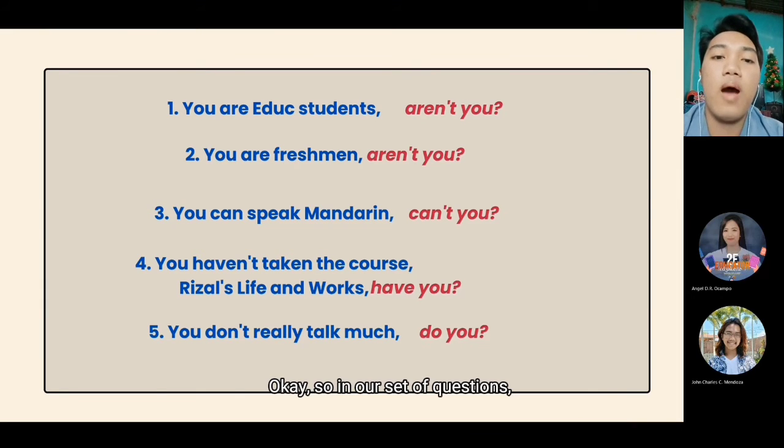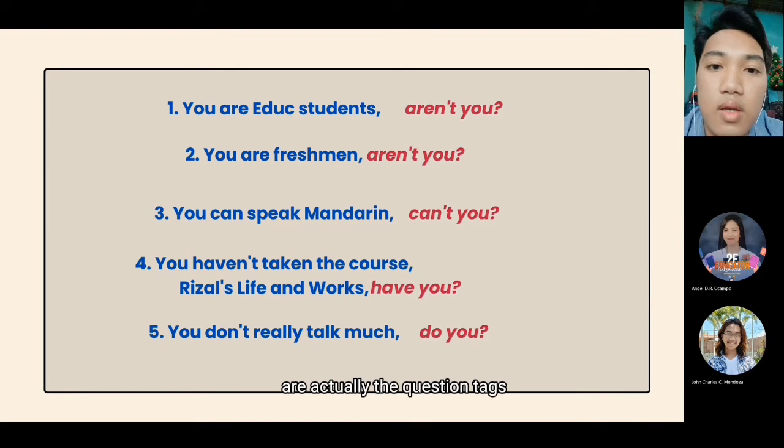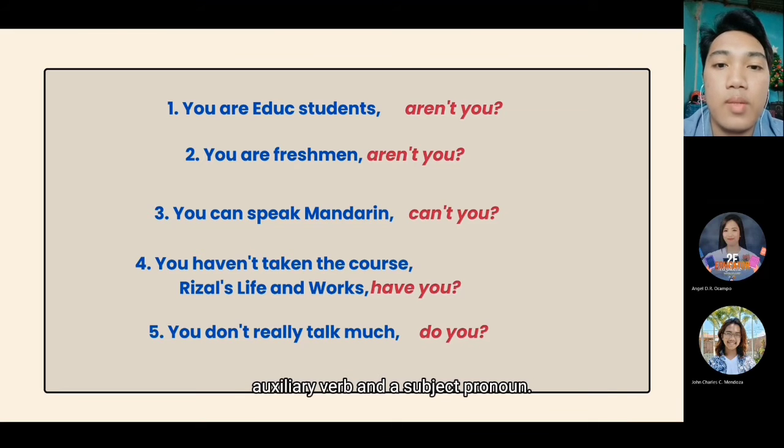Okay, so in our set of questions, all of the phrases that are highlighted in red are actually the question tags, which consist of an auxiliary verb and a subject pronoun. In our first sentence, you are edX students, aren't you? Our question tag is aren't you, where aren't is our auxiliary verb and you is the subject pronoun.